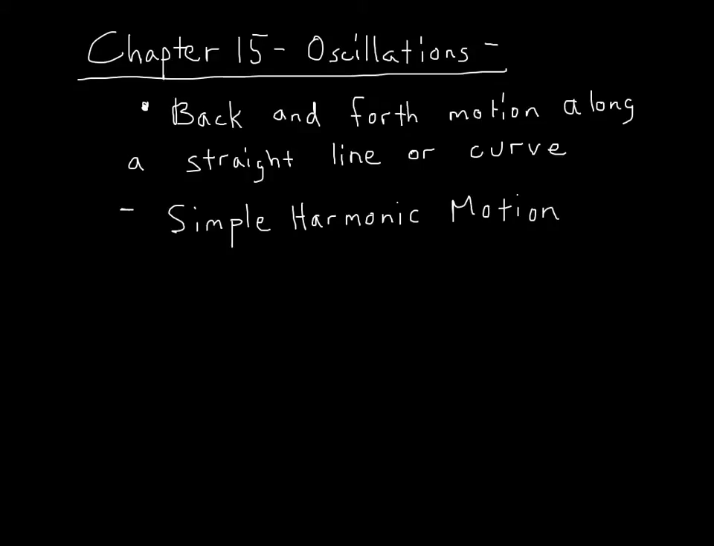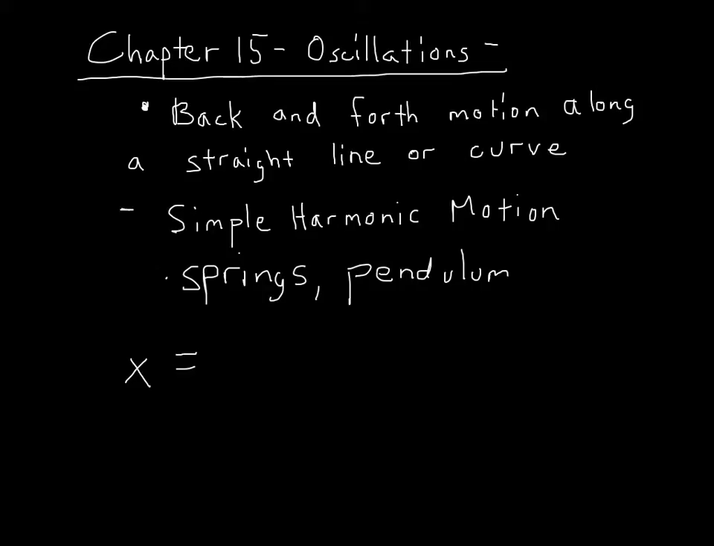We've already studied some examples of this that are simple harmonic in nature that we just didn't realize were. Things like springs and things like pendulums are both examples of simple harmonic motion, and we'll really concentrate on the spring aspects of simple harmonic motion in this chapter. So we can write an equation that describes the position of something that's bouncing back and forth along a curve.